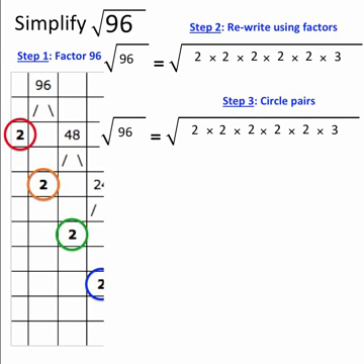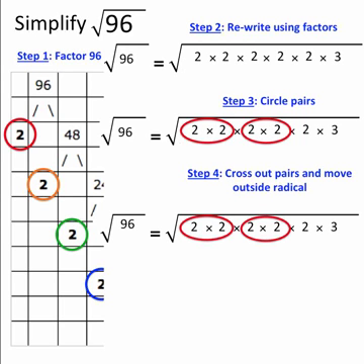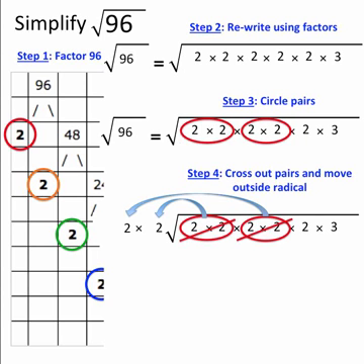My next step is to circle any pairs that I have. So when I look at that, I see there's a pair of 2's, and there's a pair of 2's, and there are no other pairs. My next step is to take my pairs, and I'm going to cross them out, and then move them out to the front of the radical. So I'm going to cross out that pair of 2's and move it outside the radical.